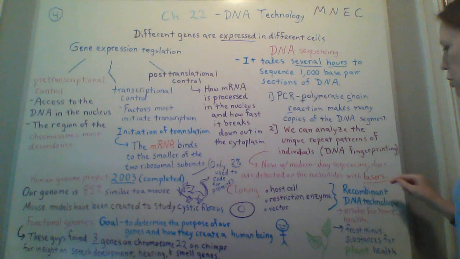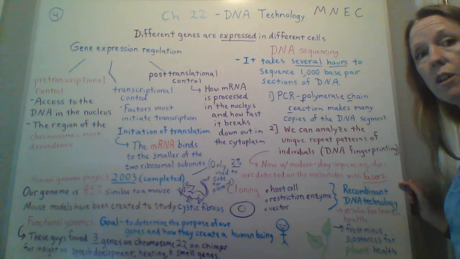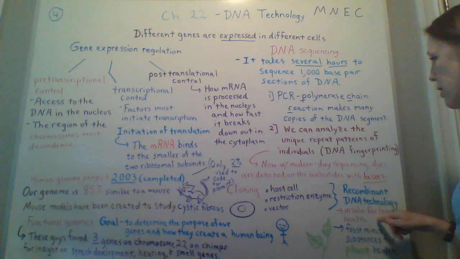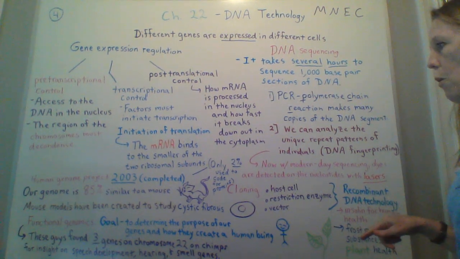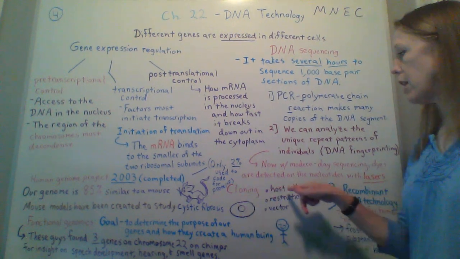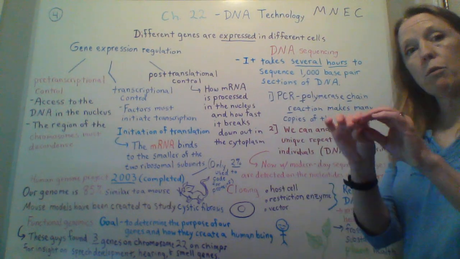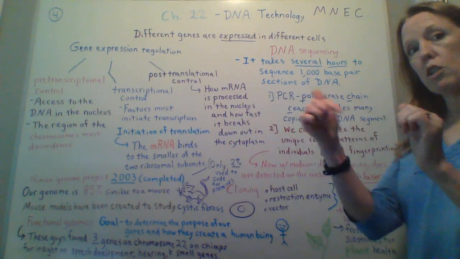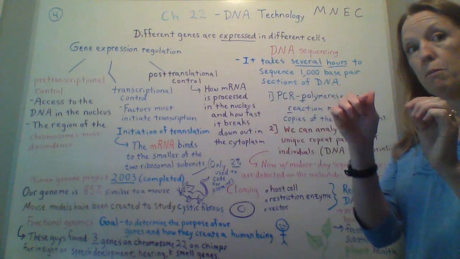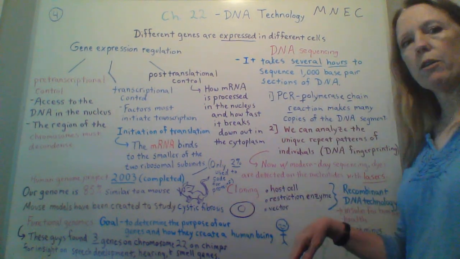So we can also use recombinant DNA technology. I talked about this a little bit, and I'll talk about it more in class. This is how we can make insulin for human health. So how do we do that? We will do some cloning. With cloning, we need a host cell, such as a bacteria, a restriction enzyme, which will cut the plasmid so we can insert the gene for human insulin, then a vector, which will carry the plasmid into the bacteria.